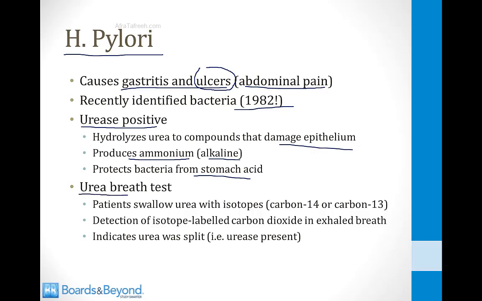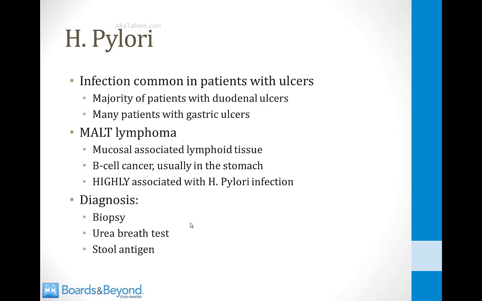There's something called the urea breath test. So patients swallow urea with isotopes like carbon-14 and carbon-13 that can be detected. When they exhale, if you detect isotope labeled carbon dioxide in the exhaled breath, it means urea was split by urease. It means there's urease present, and this suggests that H. pylori is present.